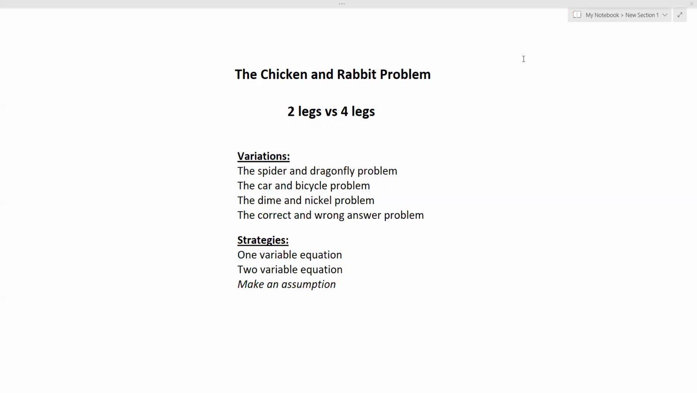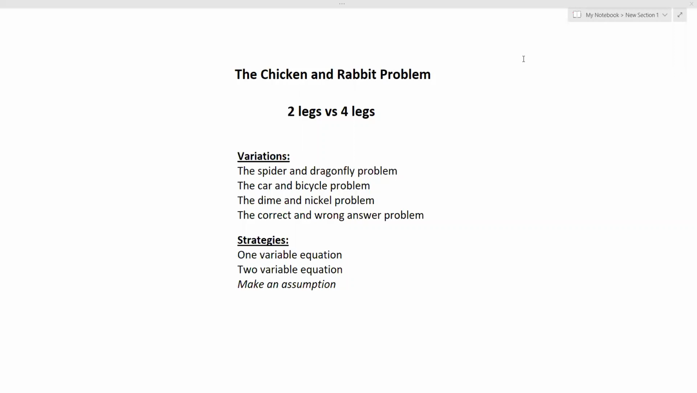Today we're talking about the chicken and rabbit problem. The chicken and rabbit problem is a very common problem in elementary school math contests. And this problem exists because a chicken has two legs and a rabbit has four legs. If the chicken and the rabbit have the same number of legs, such a problem wouldn't exist at all. There are a number of variations for this problem too.